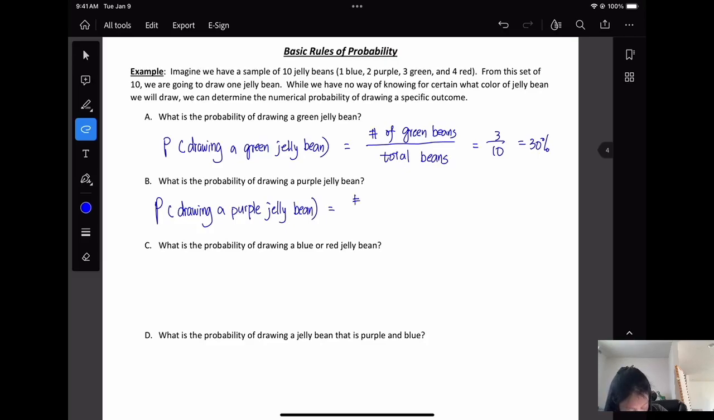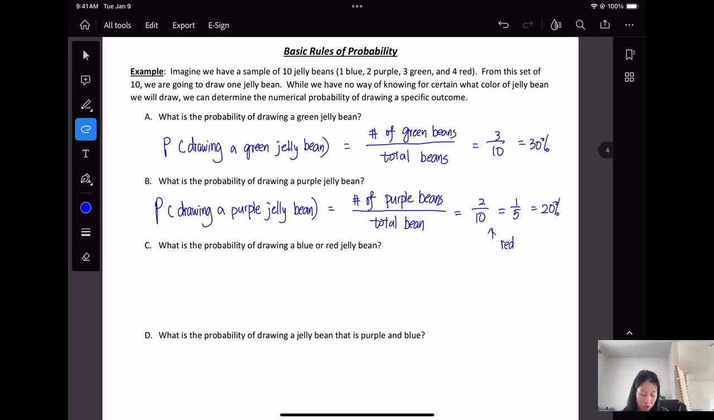So this is equal to the number of purple jelly beans out of the total jelly beans, which is 2 purple out of 10, so the total should be either 1/5 or 20%. This has to be reduced. You have to reduce or simplify the fractions for your final answer.